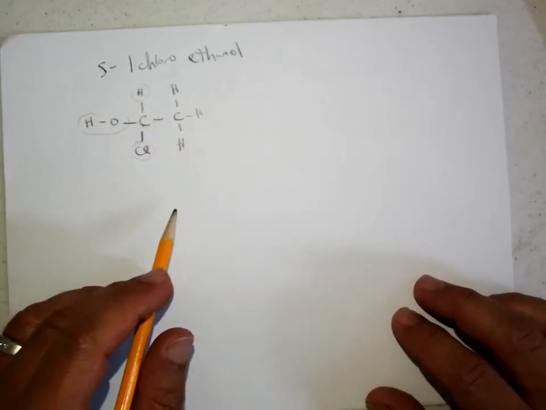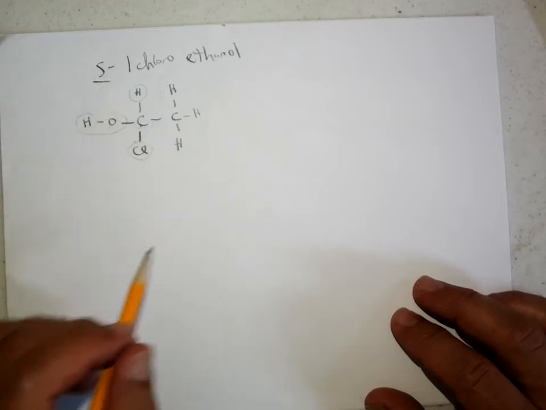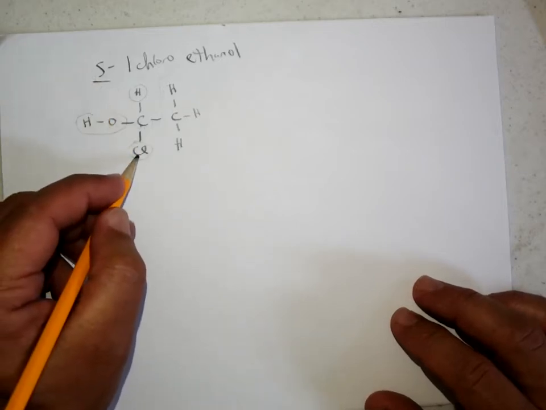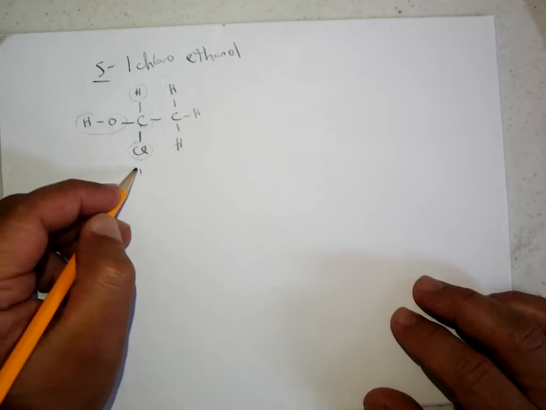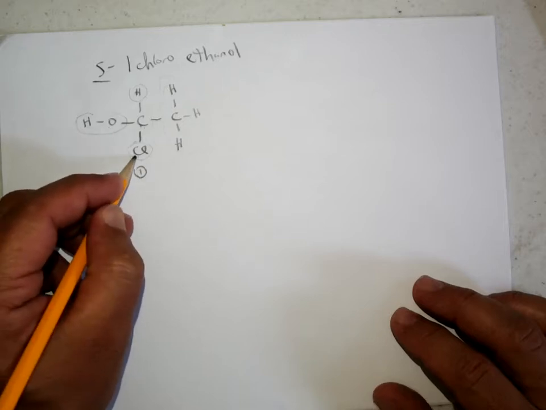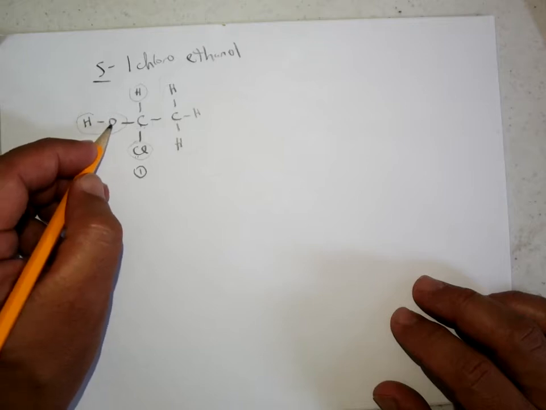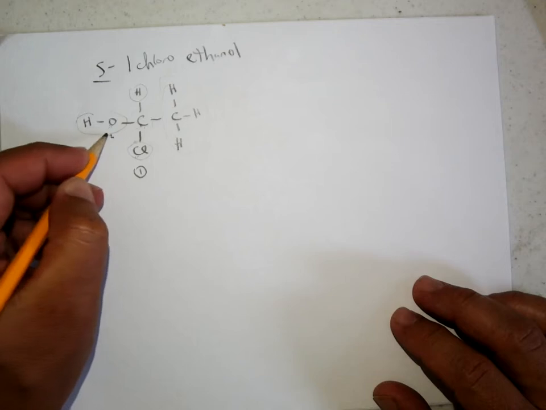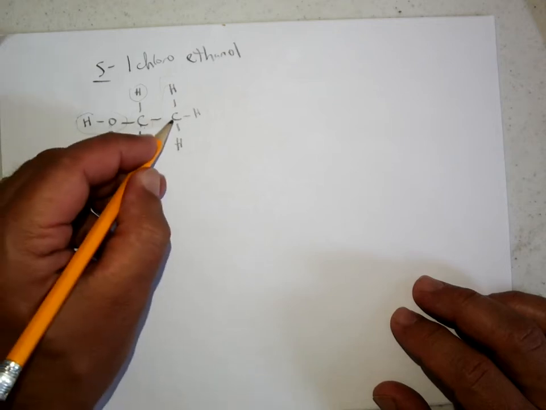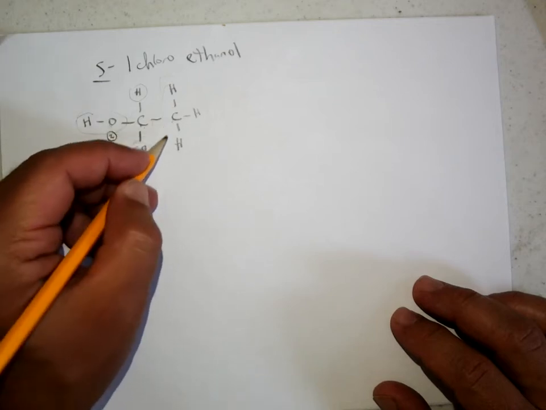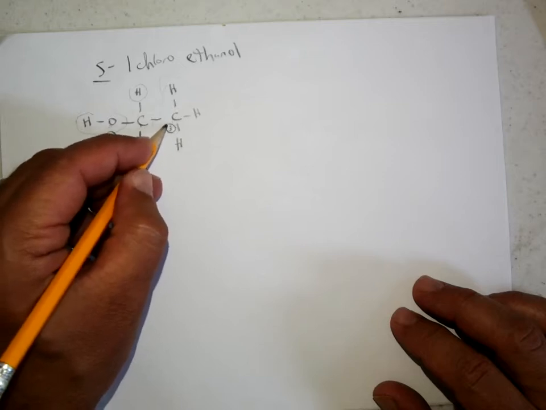So now if we want to get the S isomer intelligently, we recognize the atomic number of chlorine is 17. That makes it the top priority group. The atomic number of oxygen is 8. So that makes OH the second group. Atomic number of carbon is 6. That makes the methyl the third group.